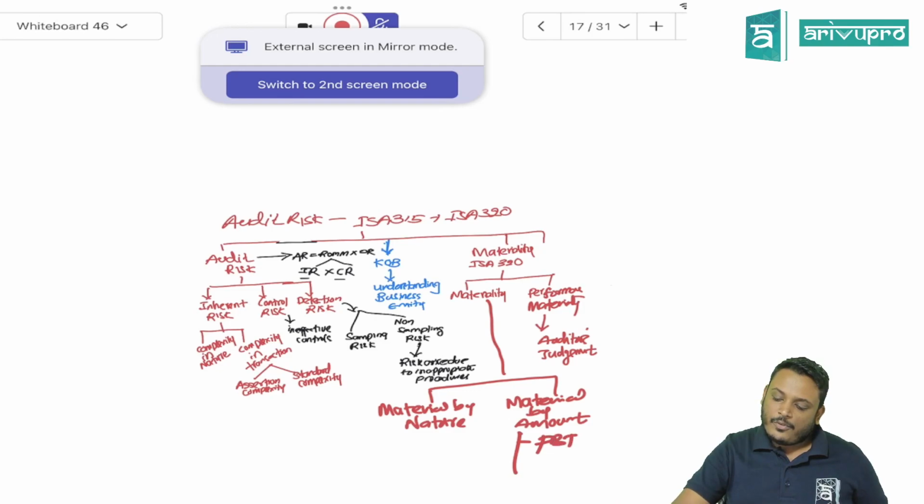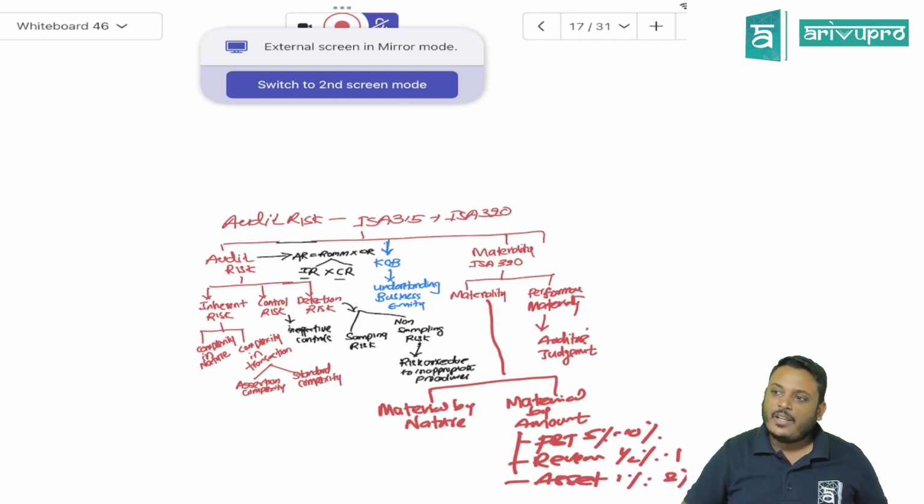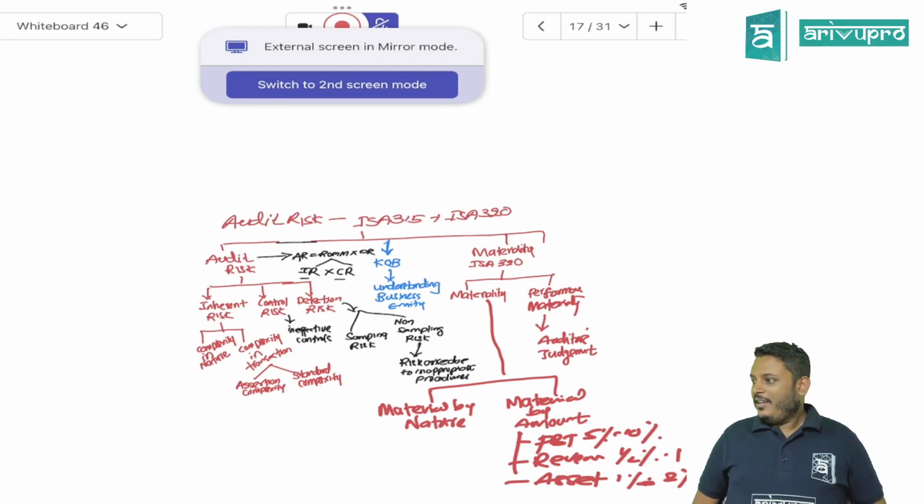PBT 5 to 10%. Revenue 0.5% to 1%. Asset 1% to 2%. Don't ask what this is now. Tomorrow I'll explain. Not tomorrow, day after. Asset between 1 and 2. PBT 5 to 10. Revenue 0.5 to 1. Any mistake? Is everything fine?